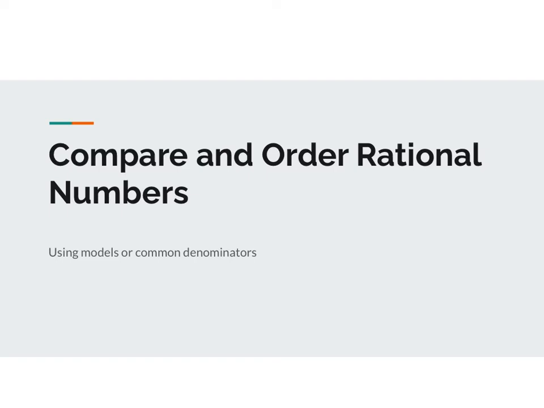Today's lesson is about comparing and ordering rational numbers. All that means is that you're going to be comparing fractions and decimals and seeing which one is least and which one's greater. So you're going to use less than and greater than or equal to. And you're also going to be putting them in order from least to greatest or greatest to least. So make sure that you are understanding how to do it.